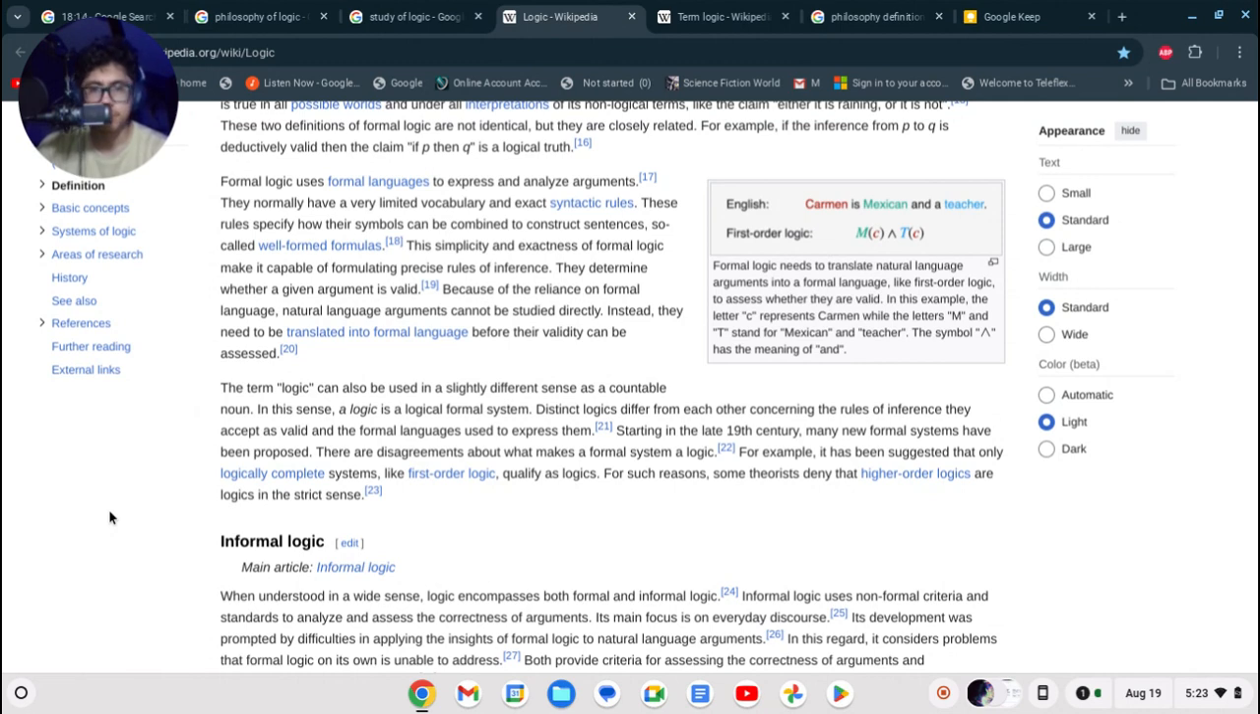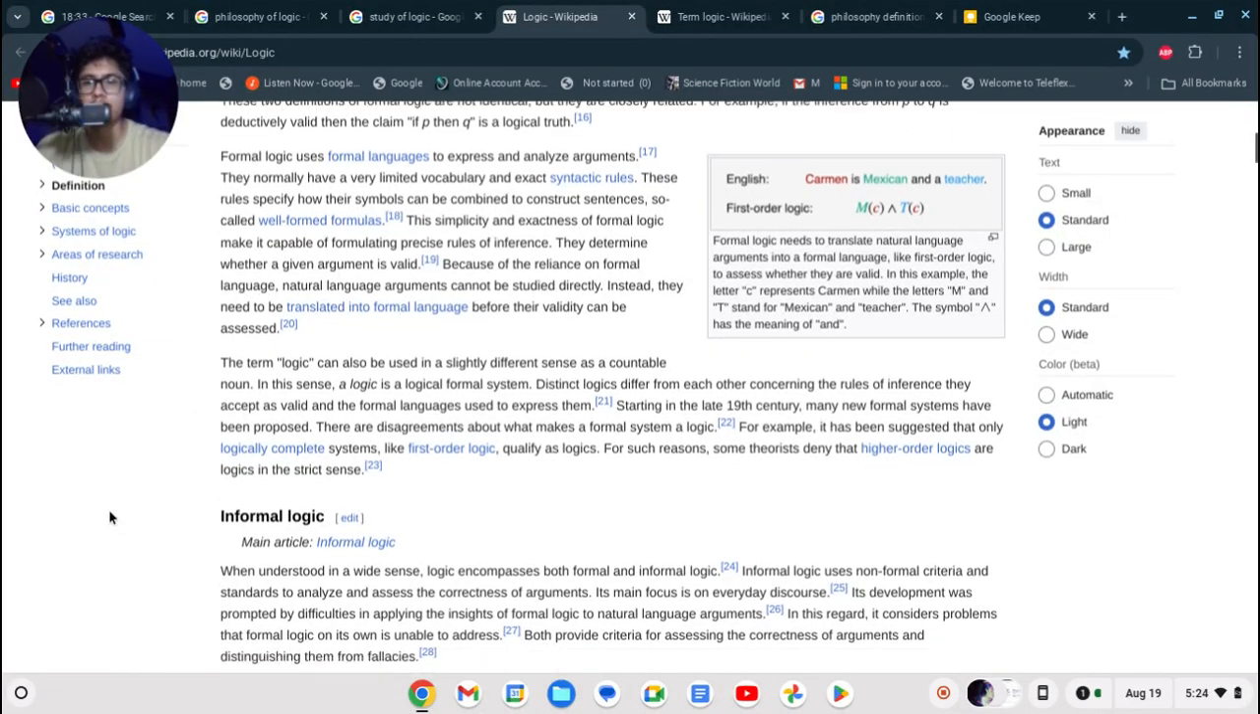Starting in the late 19th century, many known formal systems have been proposed. There are disagreements about what makes a formal system a logic. For example, it has been suggested that only logically complete systems like first-order logics qualify as logics. For such reason, some theorists deny that the higher-order logics are logics in the strict sense.